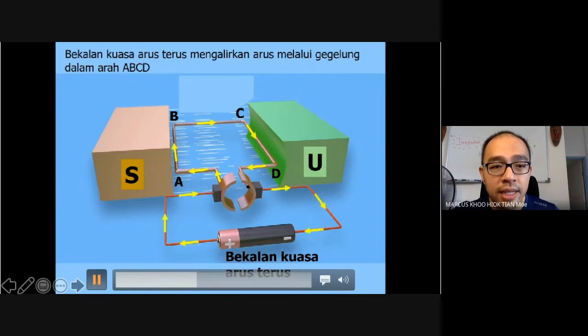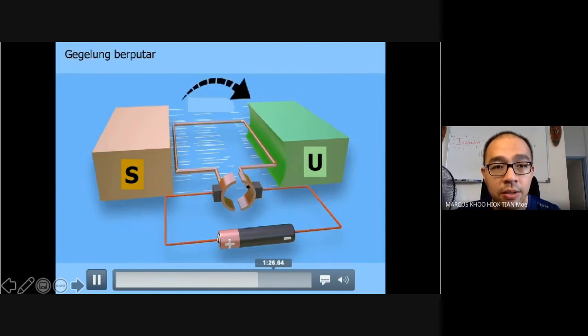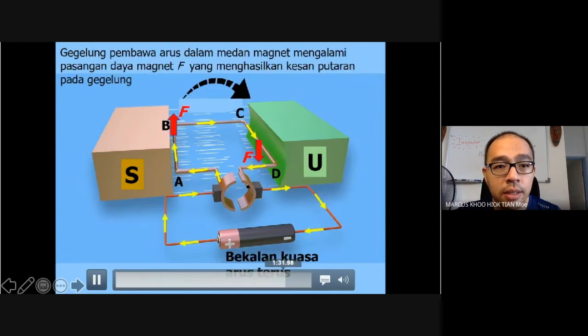So as I said just now, the direction of the current is dependent on where you put the positive and negative side of the battery. So if it is the positive side, then here is the current flow. And using Fleming's left-hand rule, you can actually determine which side goes up and which side goes down. We will come to that in a little while. So this one will go up. This is the same thing that we explained just now.